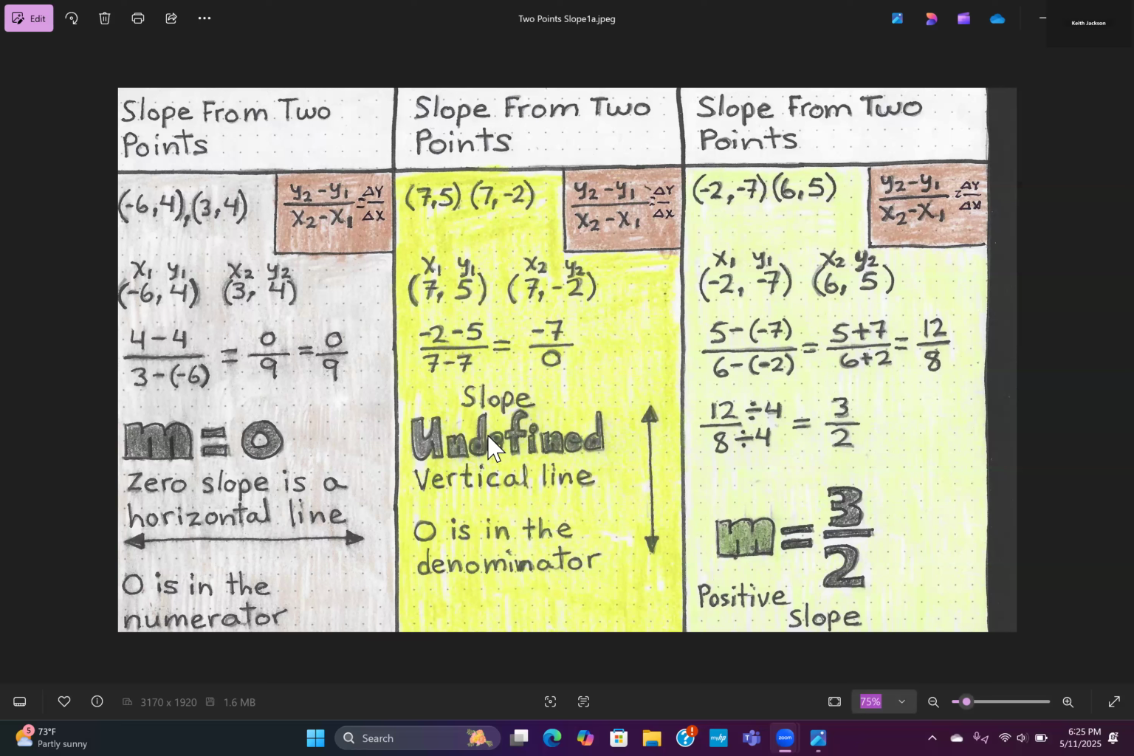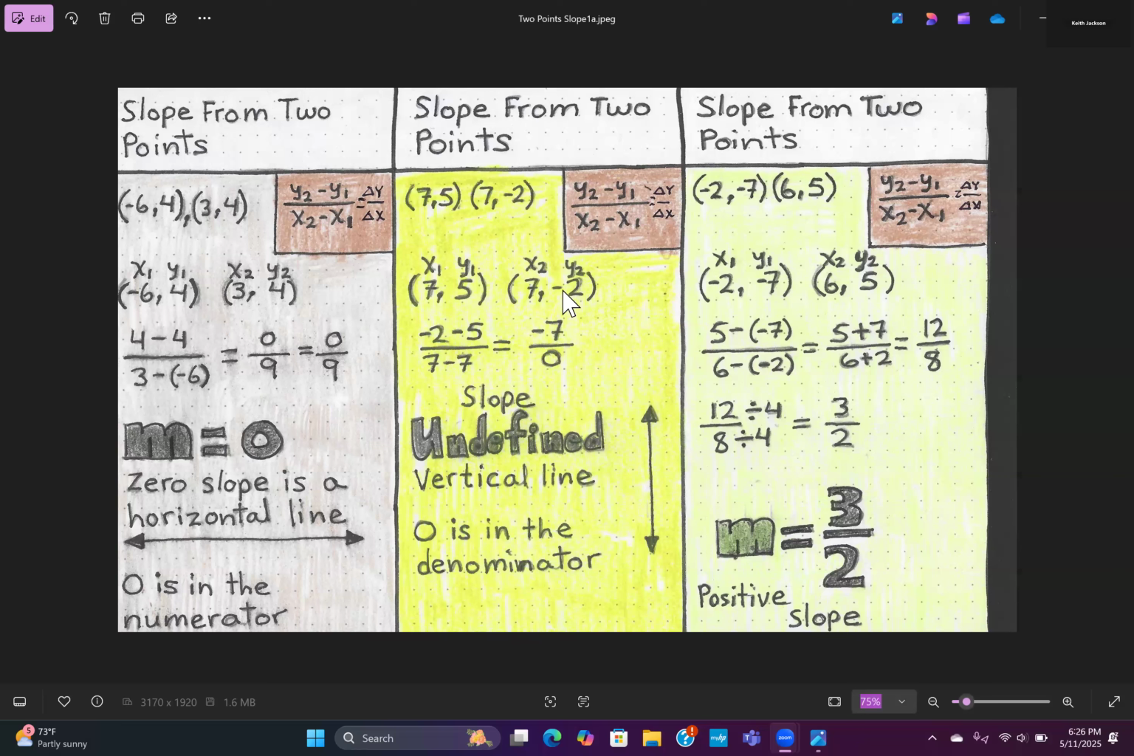All right, let's go on to our second example in which we have these 2 points right here, 7 comma 5 and 7 comma -2, using our y sub 2 minus y sub 1 over our x sub 2 minus our x sub 1, neatly putting our x sub 1 over here and our x sub 2 here and our y sub 1 here and our y sub 2 here.